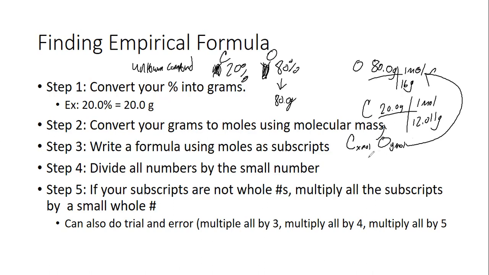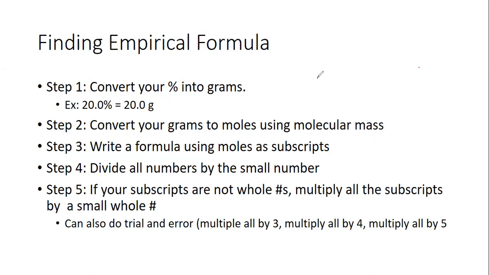Then, after you do that, if your numbers aren't whole numbers, if you still have decimals, you just multiply all the subscripts by a small number. So you multiply all by 2, multiply all by 3, multiply all by 4, multiply all by 5. It's trial and error until all your numbers are whole numbers. So that is the steps for doing this. Let's actually put it into practice and it'll probably make more sense.